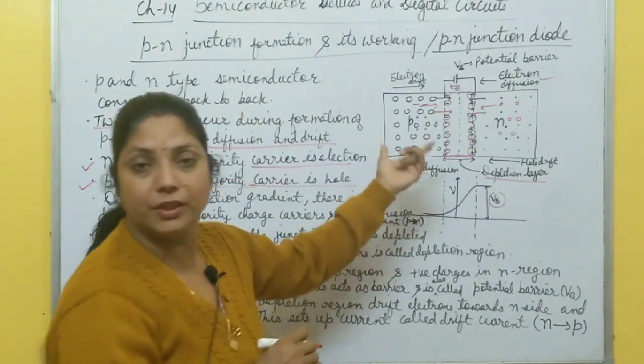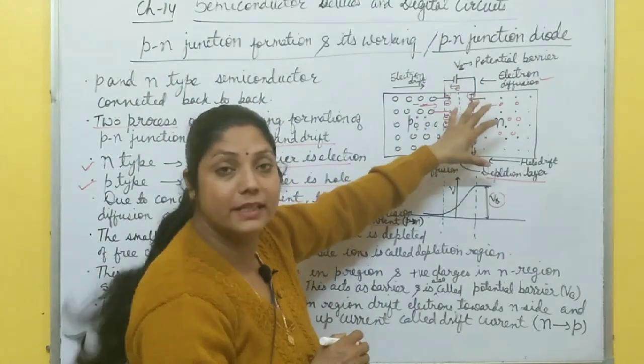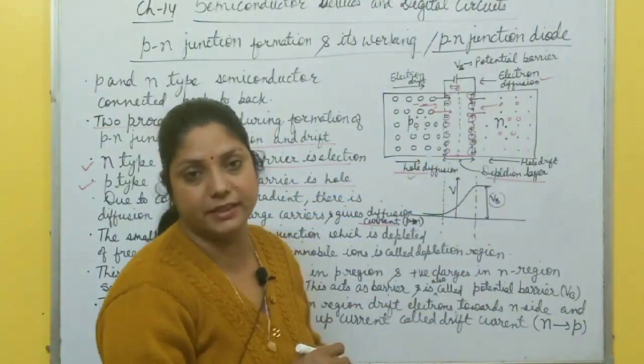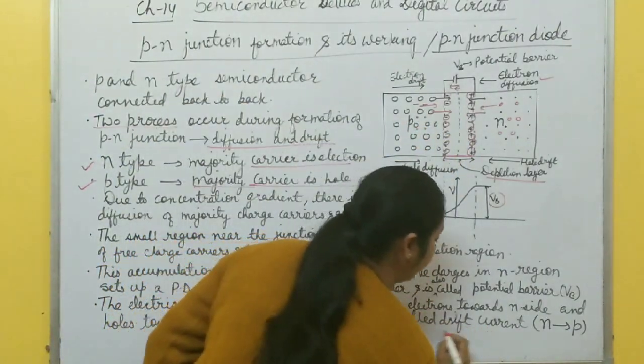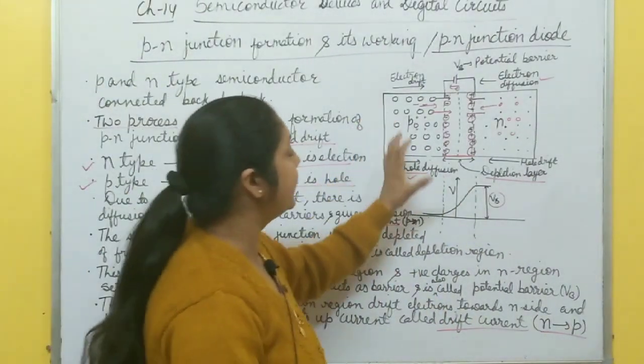This process is actually called drifting. First, diffusion takes place. Due to diffusion, a potential barrier is set up, and due to that potential barrier, drifting of minority carriers starts, and this constitutes drift current. And what is the direction of drift current? From n to p.